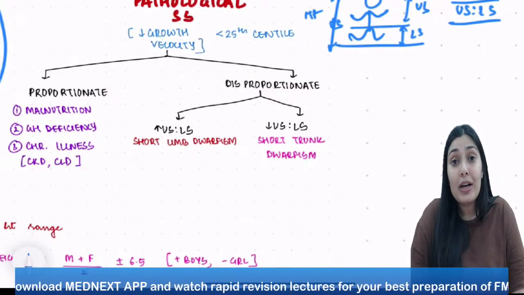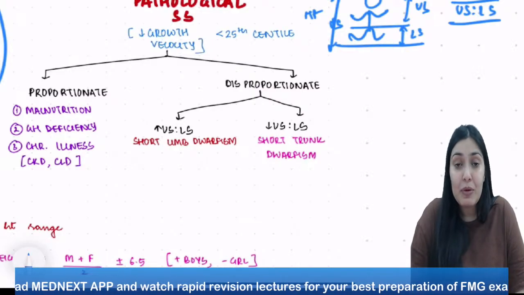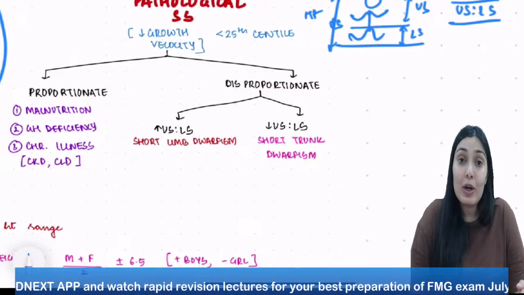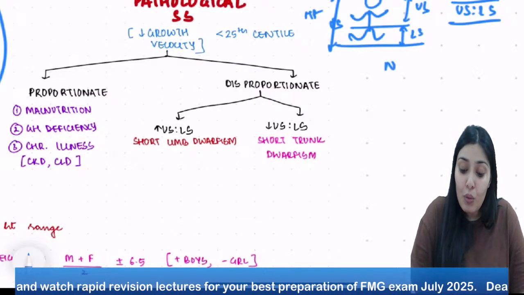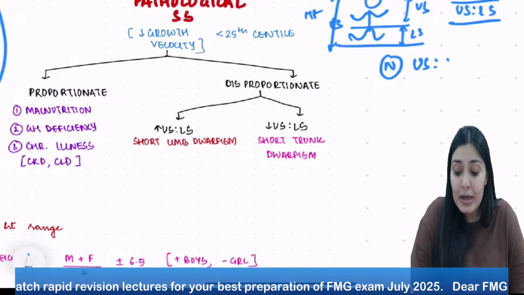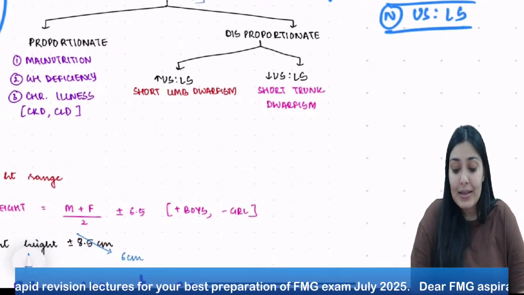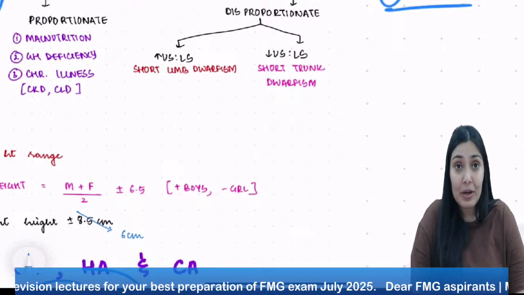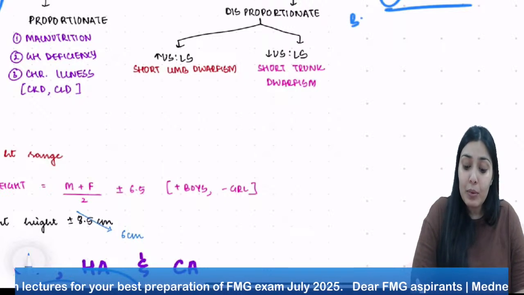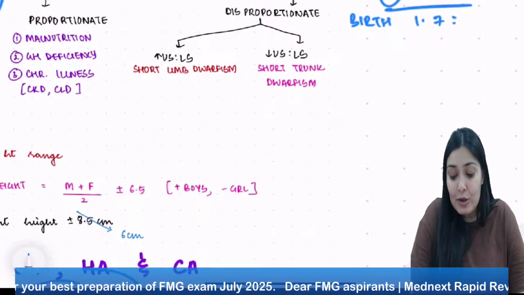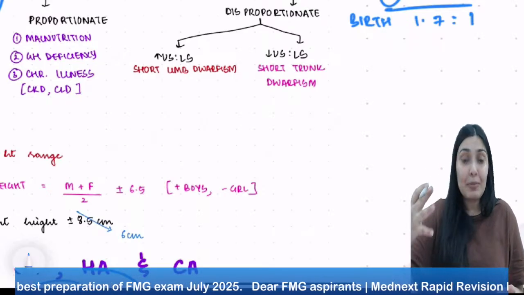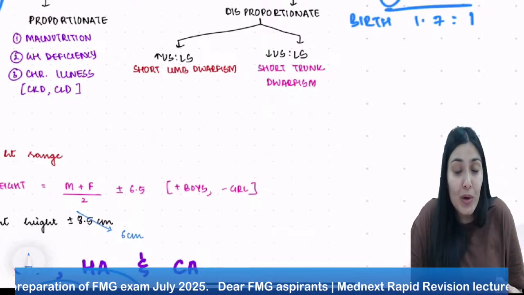Let's look at what all conditions the upper segment would be affected and what all conditions my lower segment would be affected. To understand this concept, you should know what is the normal upper segment to lower segment ratio. We all know that at birth, what is the normal upper segment to lower segment ratio? It is 1.7:1. That means my upper segment is big as compared to my lower segment.